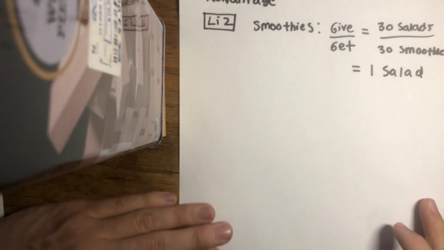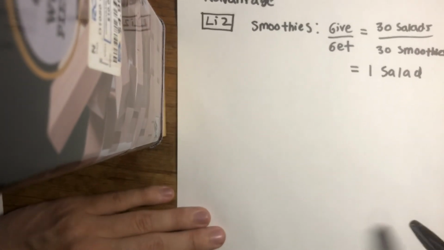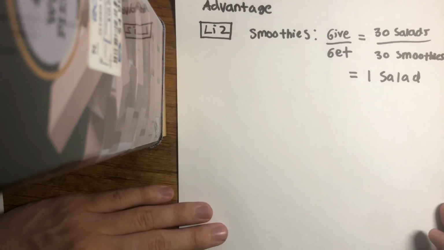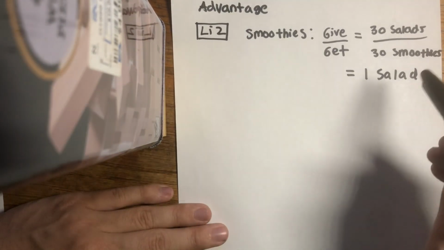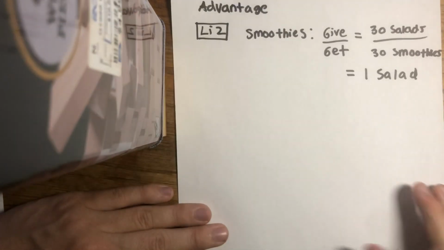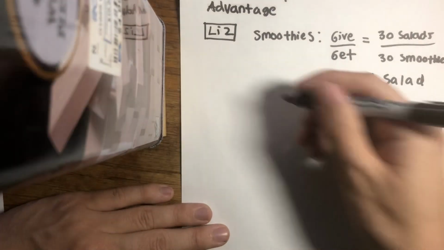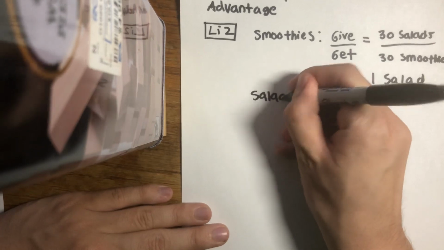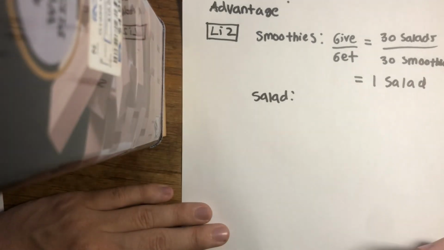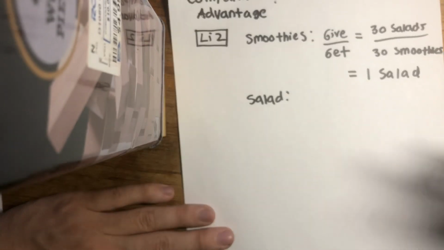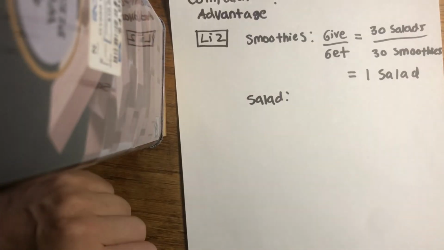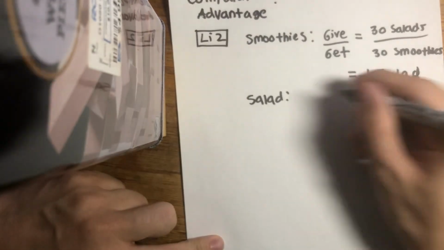So generally what this means is that in Liz's case, 1 salad is worth 1 smoothie, because in order to get 1 more smoothie, she has to give up 1 salad. Now, to calculate the other perspective is quite simple. If you want to save yourself some time, you can take the reciprocal, or flip the denominator and the numerator, and you can get your answer.